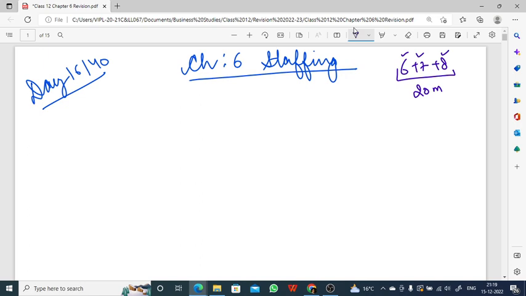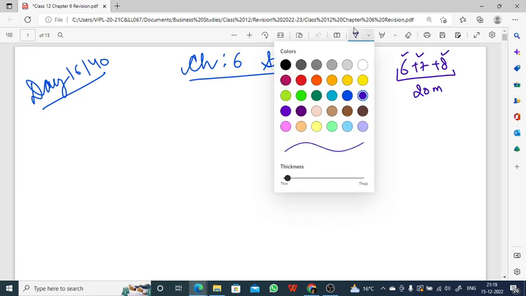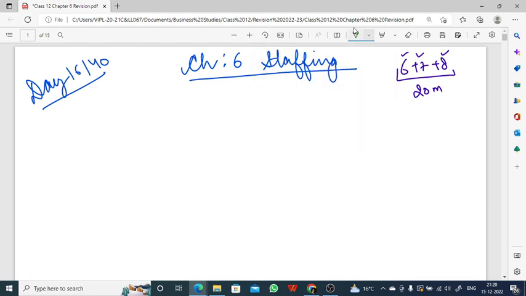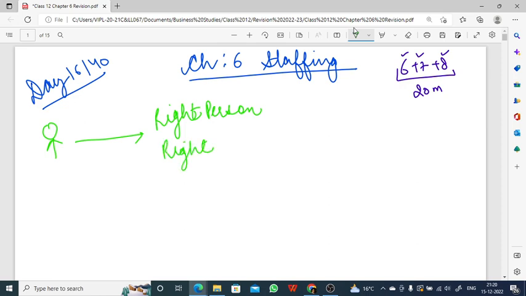Let's do a quick one-shot recap of this chapter, so that you are all set to take things forward on your own and practice yourself as well. So let's talk about what is staffing. Staffing is when you place the right person at the right job at the right time.